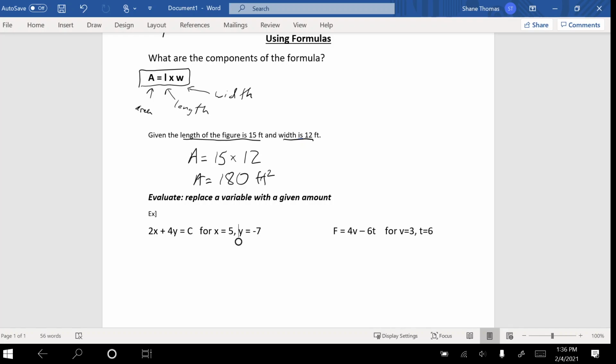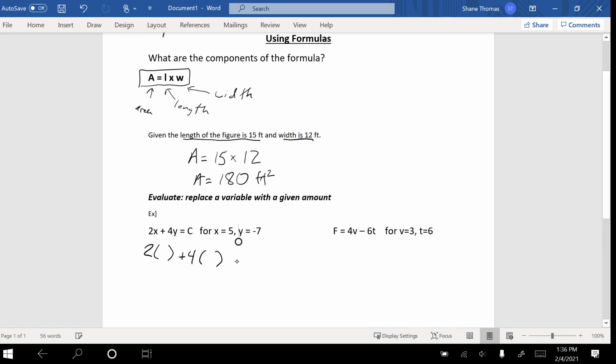So what you want to do is called evaluate. Evaluate is to replace a variable with a given amount. So here I have two variables. I have 2x and I have 4y. So x and y are my variables. They tell me what my numbers are, what they're equal to. So you replace the x with the 5. You replace the y with the negative 7. What I'm going to suggest is when you plug these numbers in, you replace them with parentheses first. So I like to go through and do this.